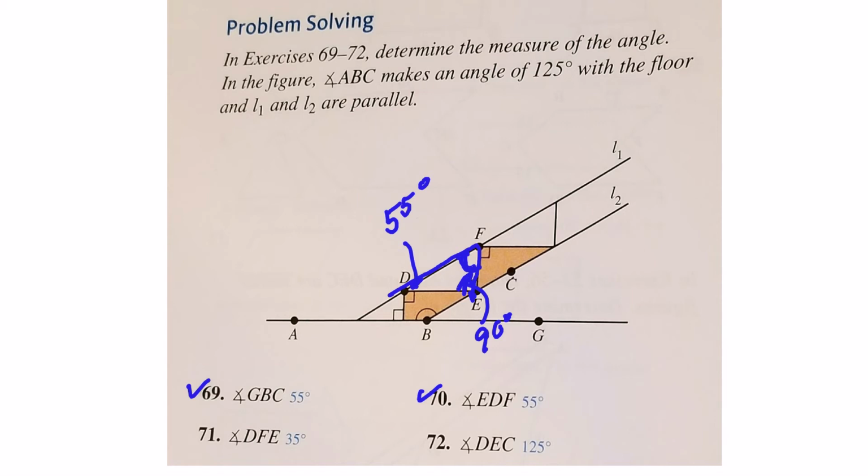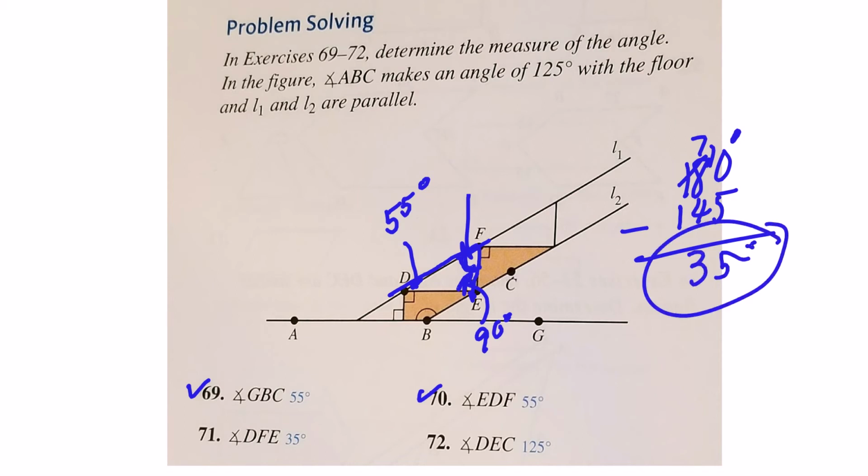So now I can figure out DFE just by knowing that all the angles in a triangle equal 180 degrees. Remember, in a triangle, all the angles equal 180. So I have 90 plus 55, which is 145. And if I subtract it, that's going to give me this angle. So let me do my subtraction, and it looks like I get 35 degrees, and that's what DFE is, 35 degrees.